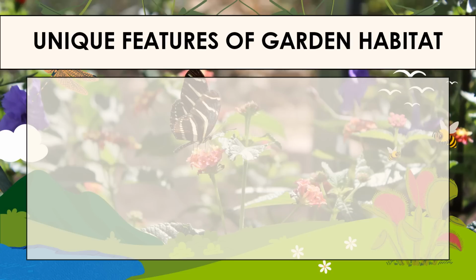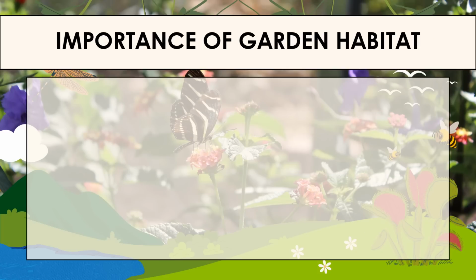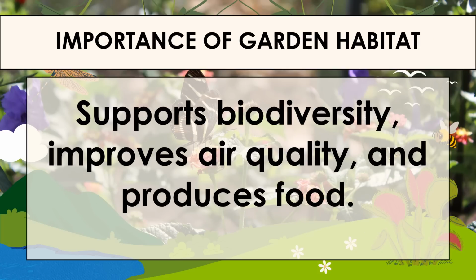Unique features of garden habitat. First, attracts pollinators like bees and butterflies. Second, provides shelter for small animals and insects. Third, increases greenery in urban spaces. Importance of garden habitat: supports biodiversity, improves air quality, and produces food.